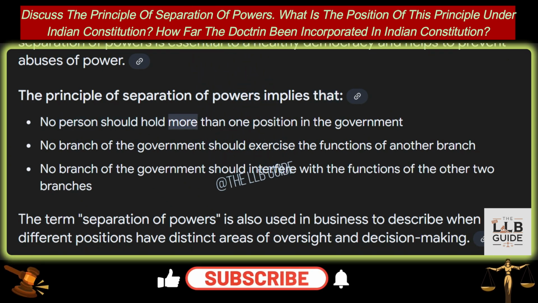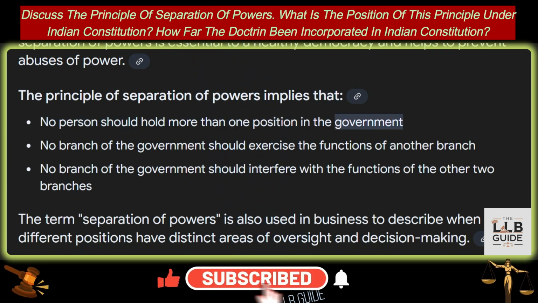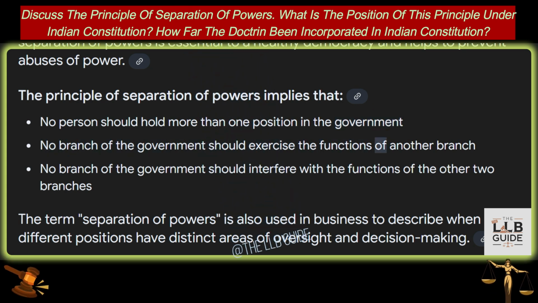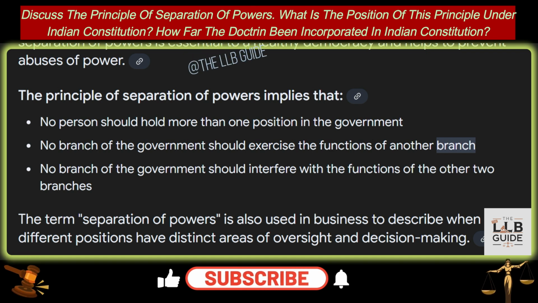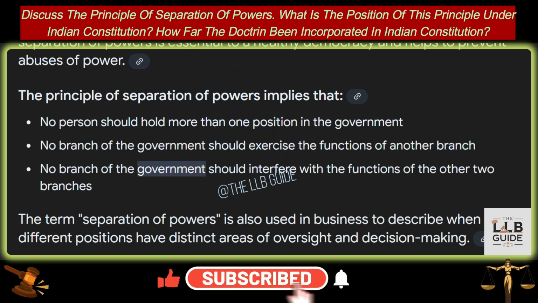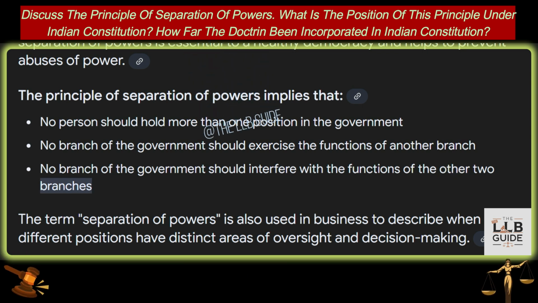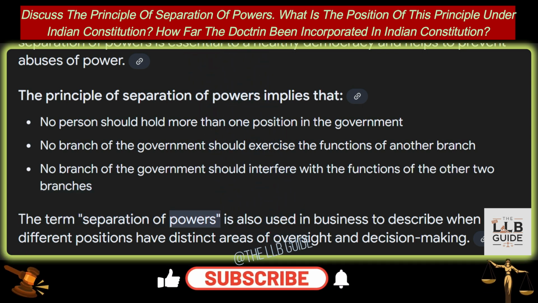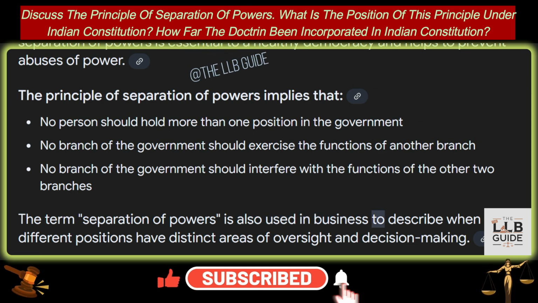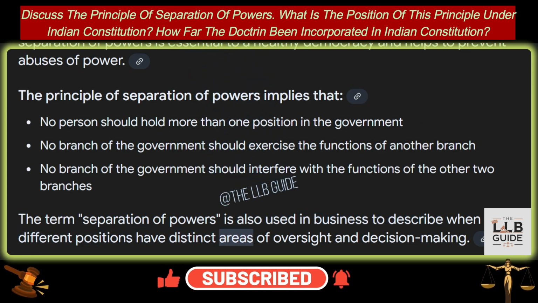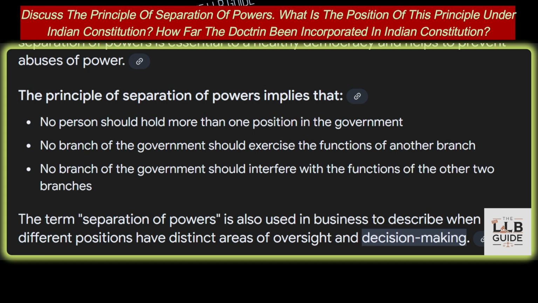The principle of separation of powers implies that 1. No person should hold more than one position in the government. 2. No branch of the government should exercise the functions of another branch. And 3. No branch of the government should interfere with the functions of the other two branches. The term, separation of powers, is also used in business to describe when different positions have distinct areas of oversight and decision-making.